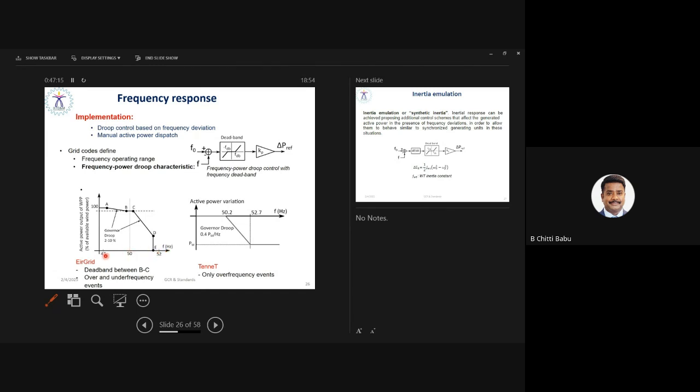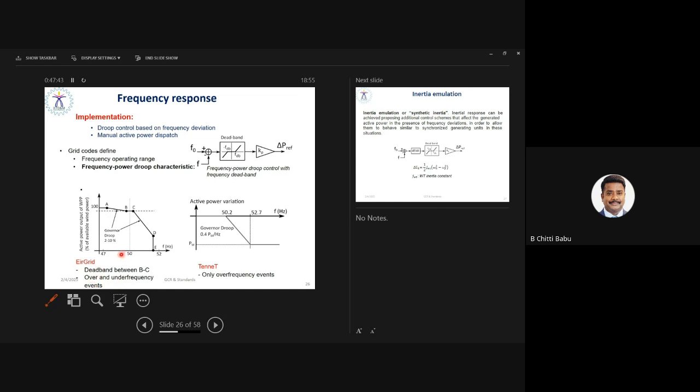Now you come to this point. At this stable operating frequency, the stable operating power is 1 per unit. Now the frequency may reduce to 47. The frequency may reduce when the demand is very high. In order to cope with that, we use energy storage devices. So you always maintain the deadband between B and C so that you are able to maintain the frequency corresponding to the active power regulation.